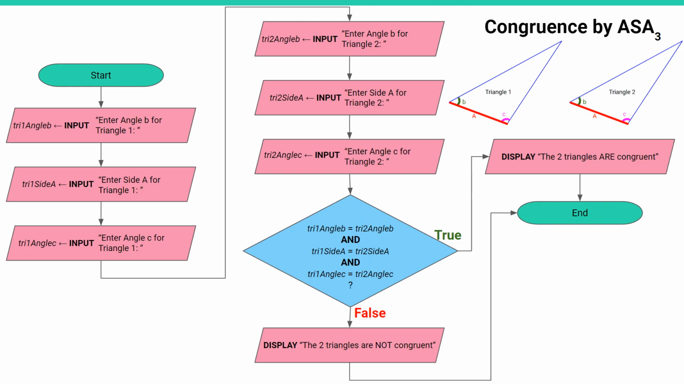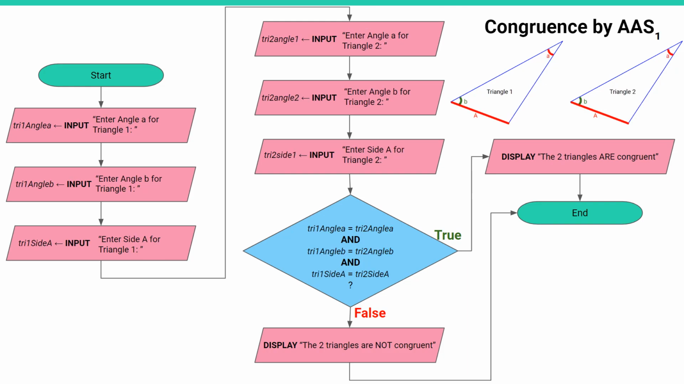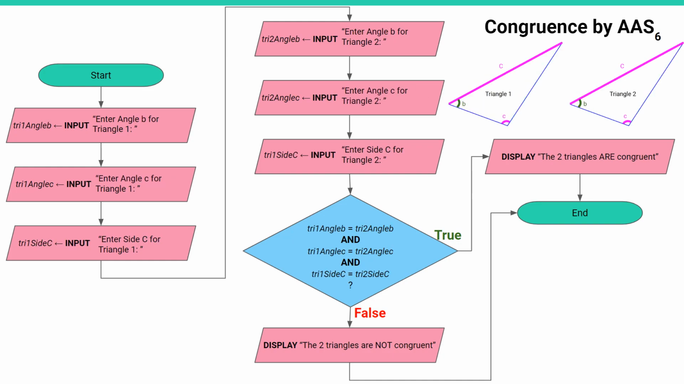And then finally, we have congruence by angle side. This is where we have 2 angles and a side, similar type of thing, 2 angles and a side for triangle 1, 2 angles and a side for triangle 2. We check everything and we determine whether or not they're congruent. And once again, just note that the names for the angles and the sides are super important. And these are the combinations for angle side. There are 6 of these.